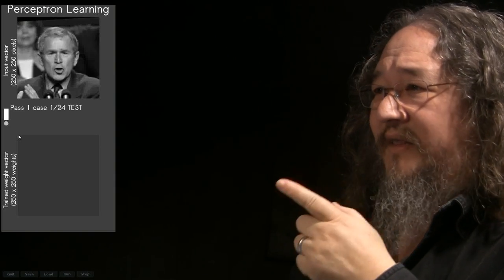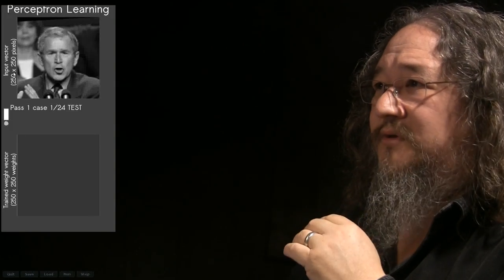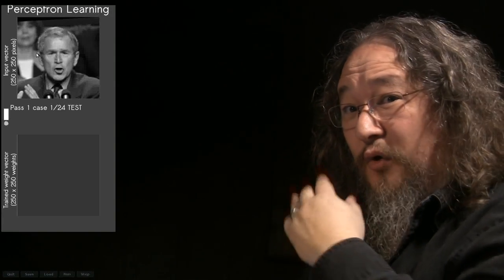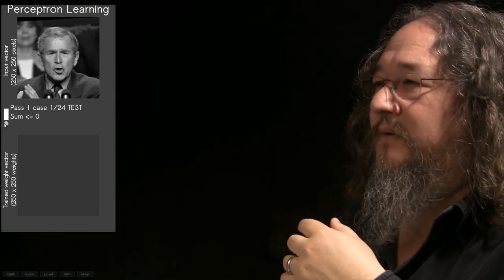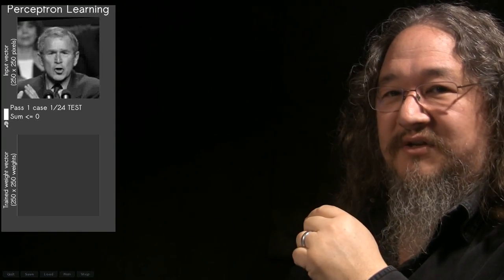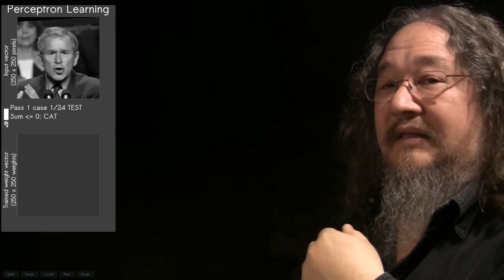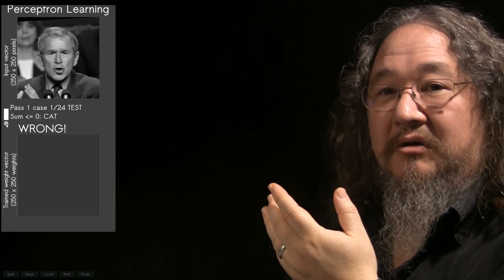Okay. Now, at the moment, all the weights are 0, so no matter what picture it is, we're going to get something times 0 plus something times 0 plus something times 0, the whole result is going to be 0. So the first prediction is the sum is less than or equal to 0, in this case it's equal to 0. So what the perceptron says is cat, and the supervisor says wrong, okay?